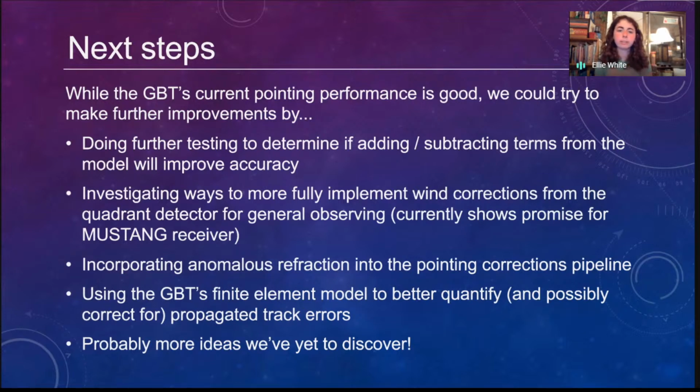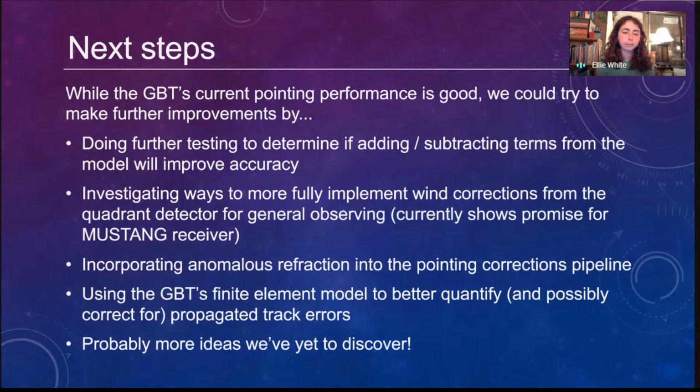There are things we can do. I think maybe including more temperature terms in the model could lead to improvement, but we'll see. We could investigate ways to more fully implement wind corrections from the quadrant detector, which is an instrument on the telescope for general observing. This method currently shows promise for observers who are using the Mustang receiver, which is used a lot to look at star formation and various things. So it'd be interesting to investigate that.